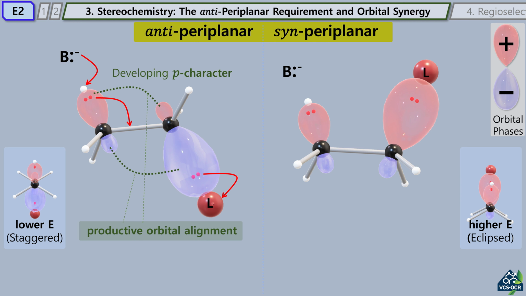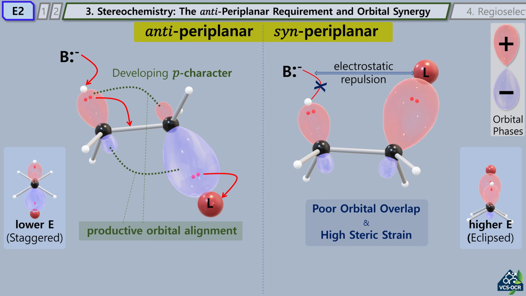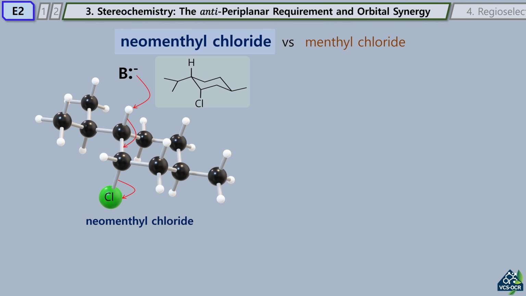anti-periplanar arrangement. In contrast, the syn-periplanar geometry results in poor orbital overlap and severe torsional strain. Consequently, E2 elimination proceeds exclusively from the more stable staggered conformation, where the activation barrier is lowest. This strict requirement leads to remarkable stereospecificity.